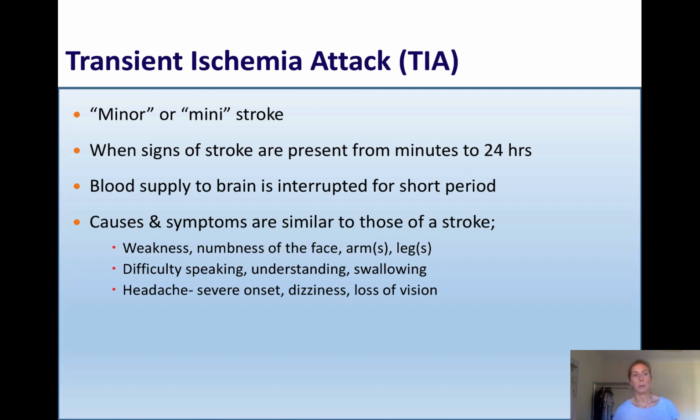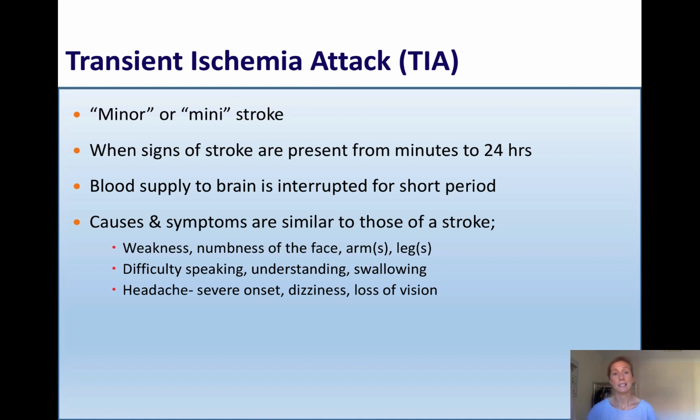Another new term to think about is our transient ischemic attack, or TIA. Now, this is what we refer to as almost like a minor or a mini stroke. So the signs of the stroke are present from anywhere between minutes to 24 hours, but not necessarily over 24 hours, so it's that more acute phase. So the blood supply to the brain is ultimately being disrupted for a shorter period of time.